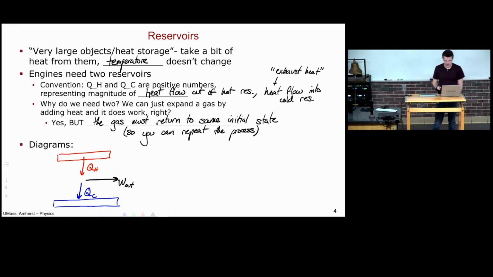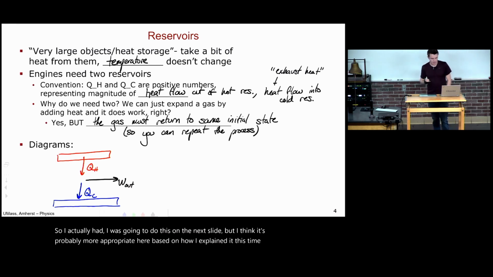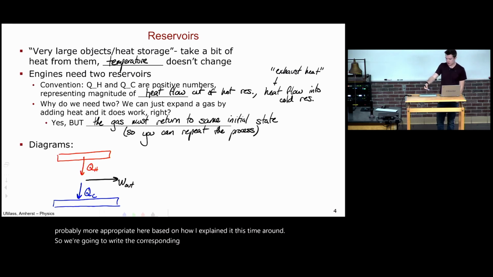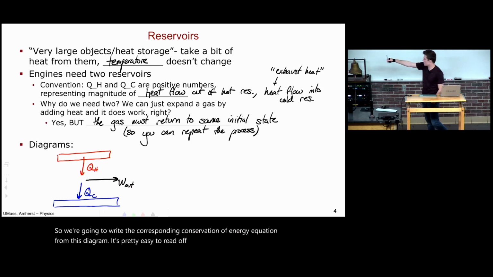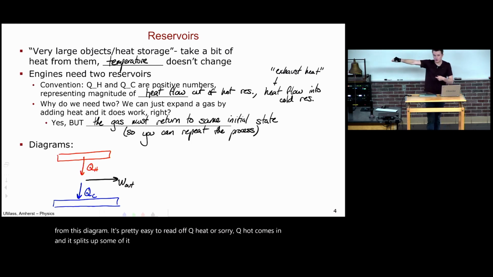Okay, so I was going to do this on the next slide, but I think it's probably more appropriate here based on how I explained it this time around. So we're going to write the corresponding conservation of energy equation from this diagram. It's pretty easy to read off. Q hot comes in and it splits up. Some of it becomes outputted work, and the rest of it becomes the exhaust heat.